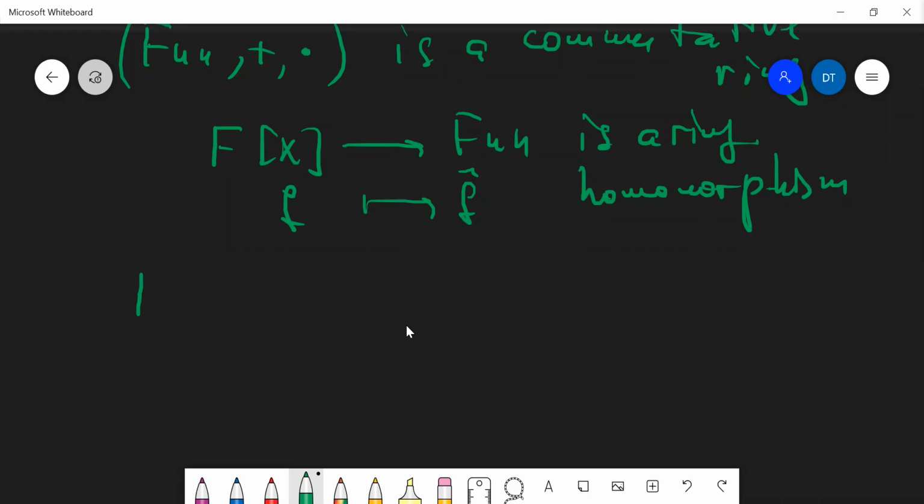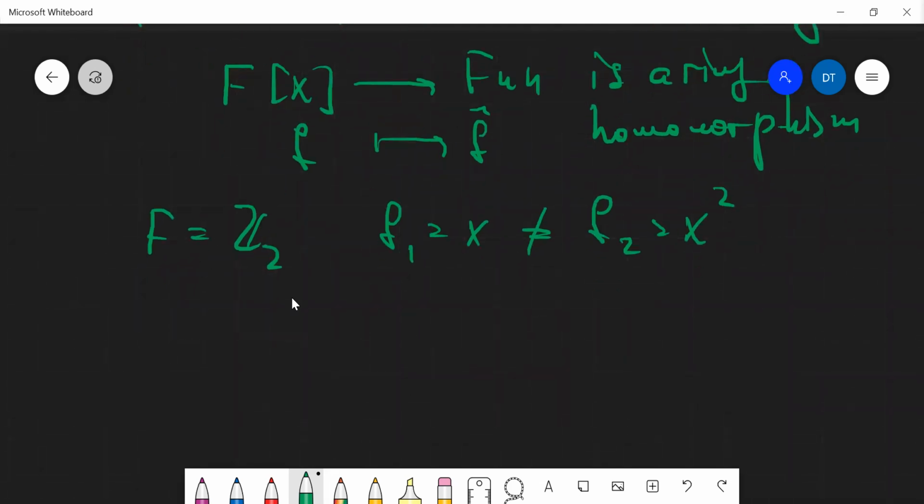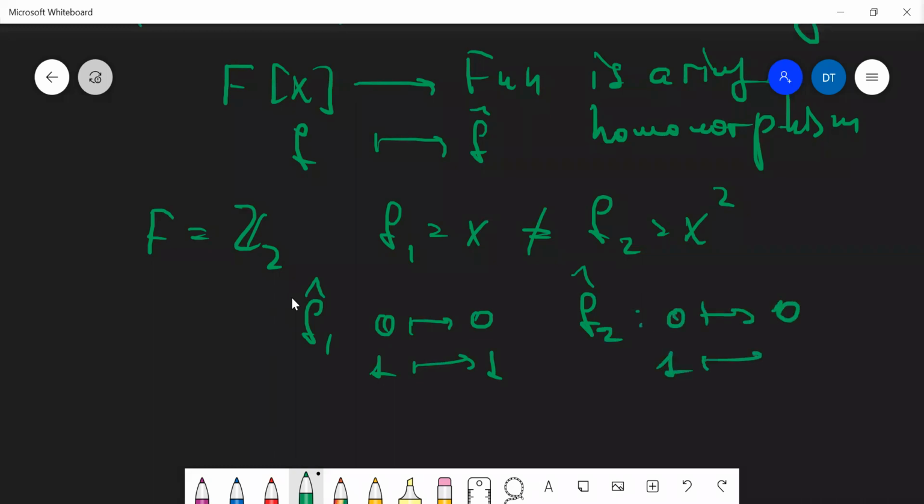For example, if I take F to be Z2, and I take f1 to be x and f2 to be x squared, then these are different polynomials, but both polynomials give you exactly the same function. Because how many elements do you have inside this field? You have only two elements, 0 and 1. And f1 hat takes 0 to 0 and 1 to 1. And f2 hat takes 0 to 0 and 1 to 1. So the corresponding functions are the same, but the polynomials are different.